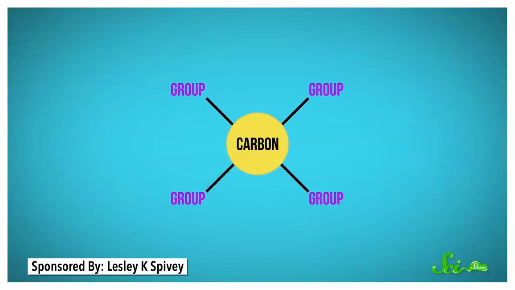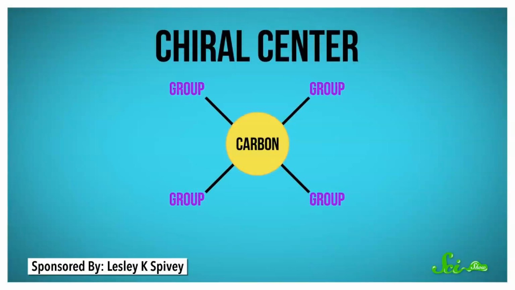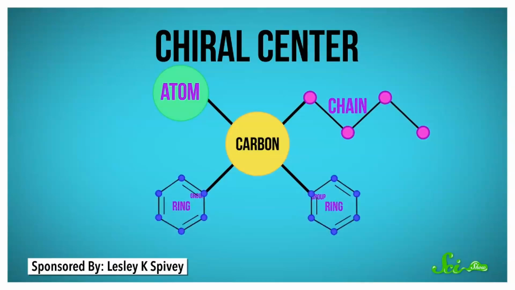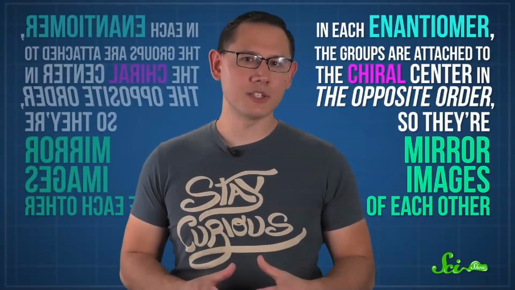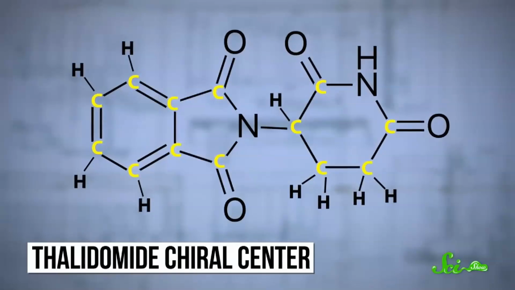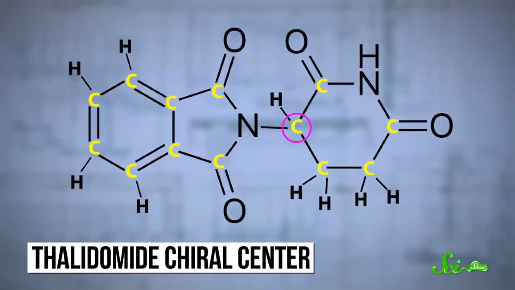A chiral molecule has an atom, typically carbon, with 4 different groups attached to it. That's called the chiral center. A group can be anything from a single atom to a long chain to rings. In some cases, 2 groups can even be connected. These groups are kind of like your fingers. In each enantiomer, the groups are attached to the chiral center in the opposite order, so they're mirror images of each other.